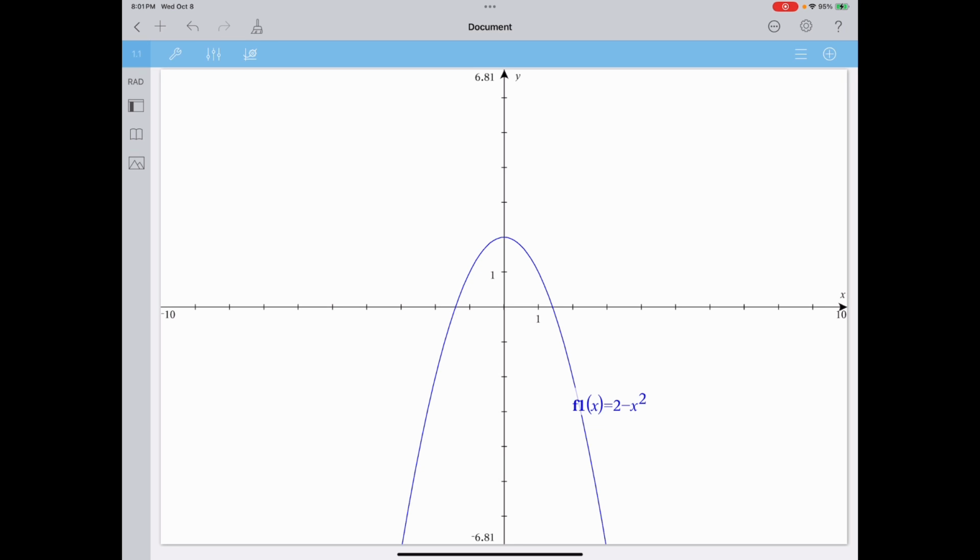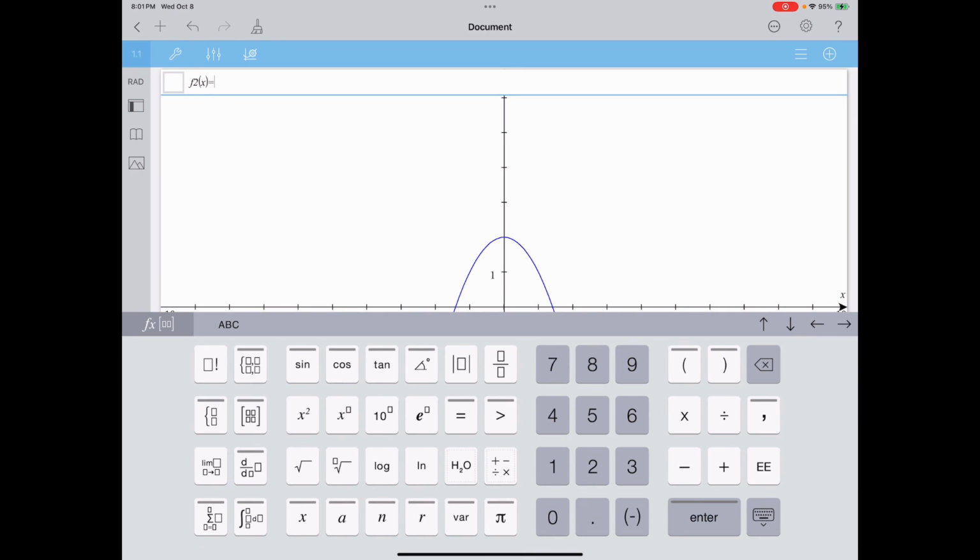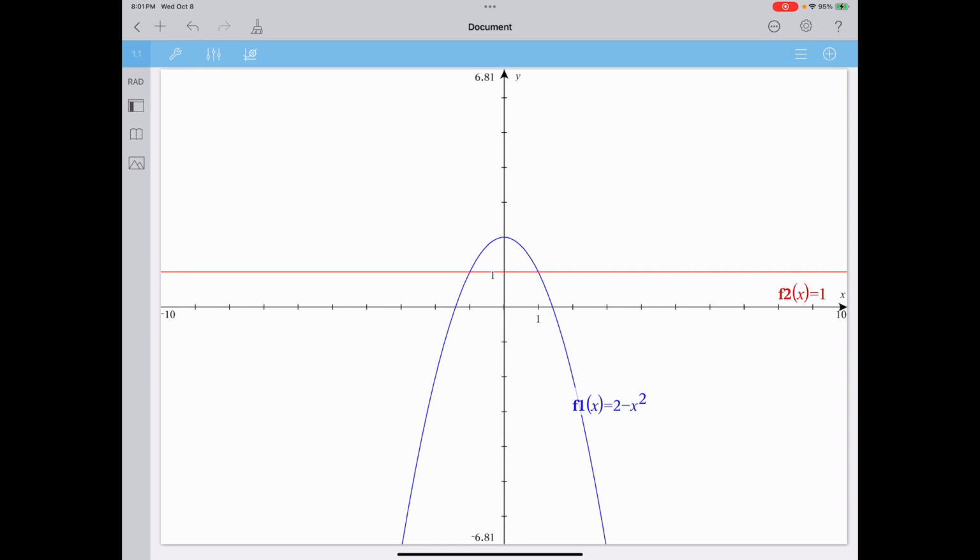There it is. Now we're going to add a second function to our graph, and we do so by using the little plus inside the circle, inside the blue line in the upper right corner. So this right here, and that gives us an opportunity to add a second function, and that's simply going to be f2 of x equals 1, or y equals 1. And there are our two functions.